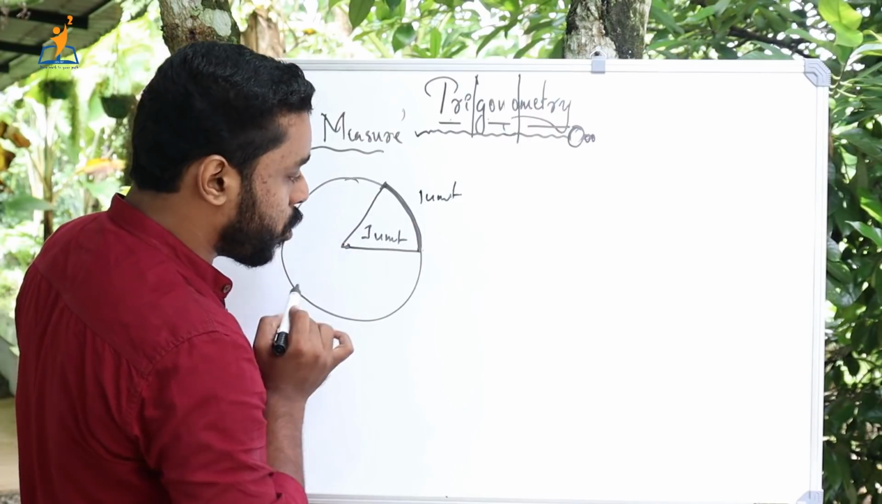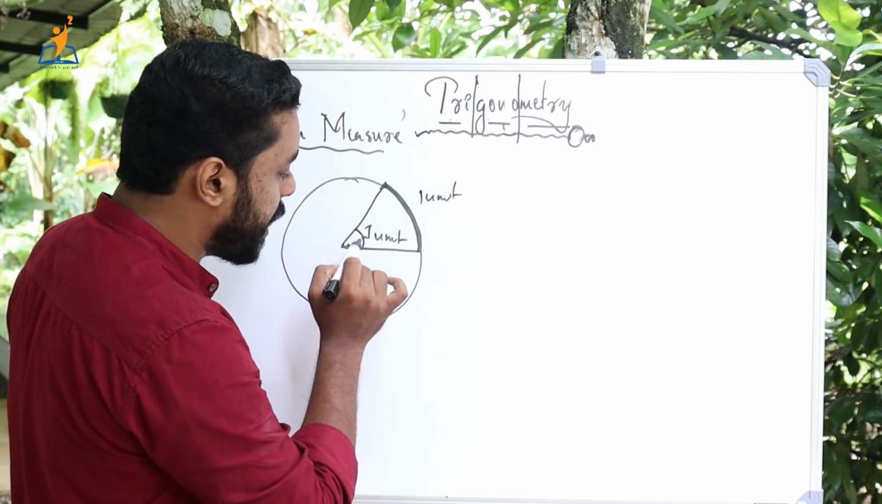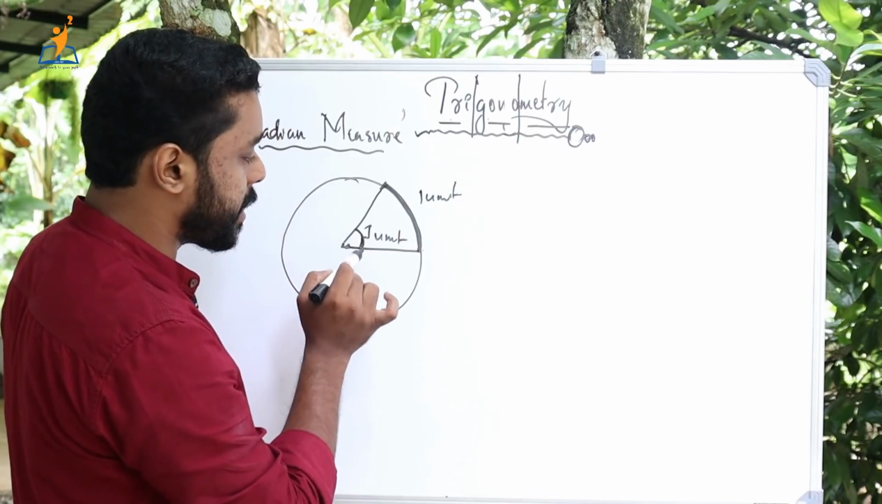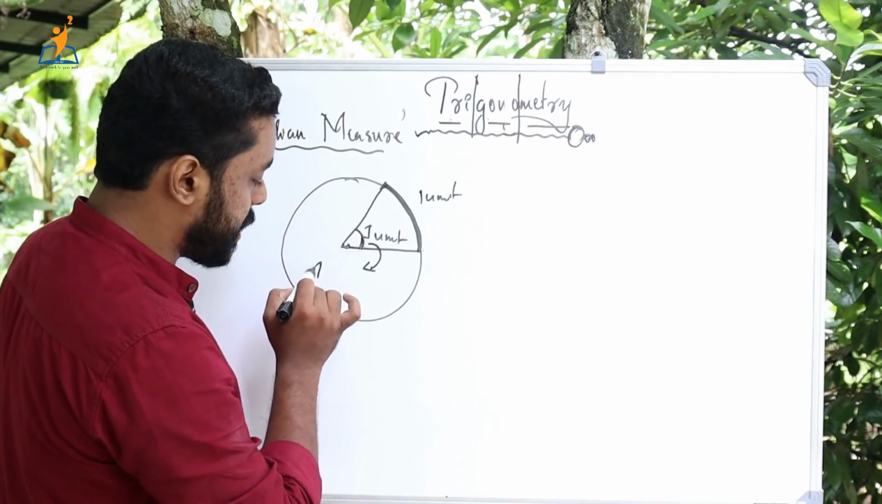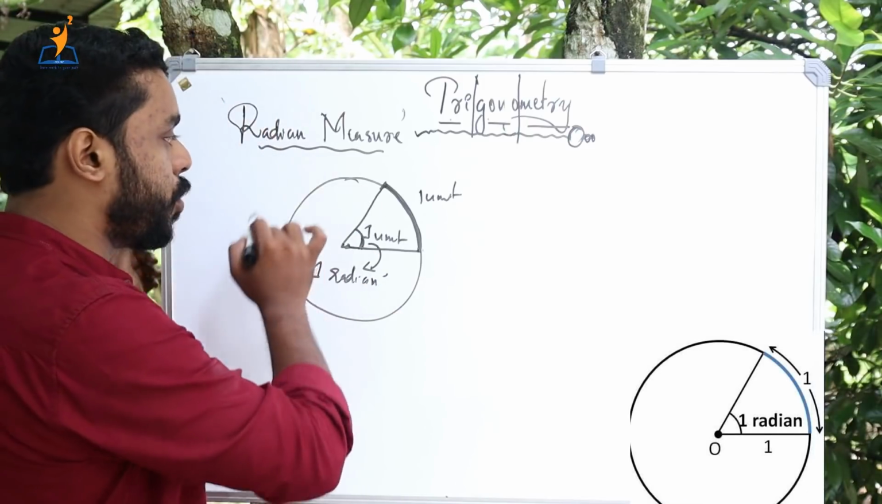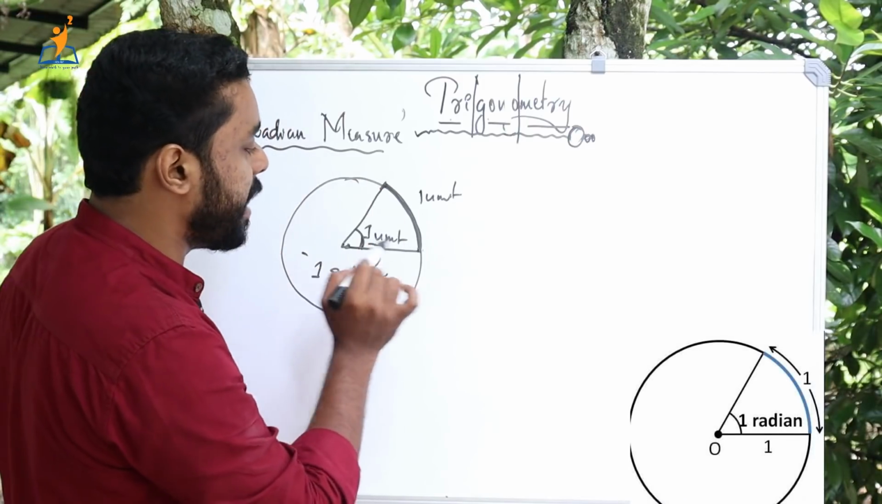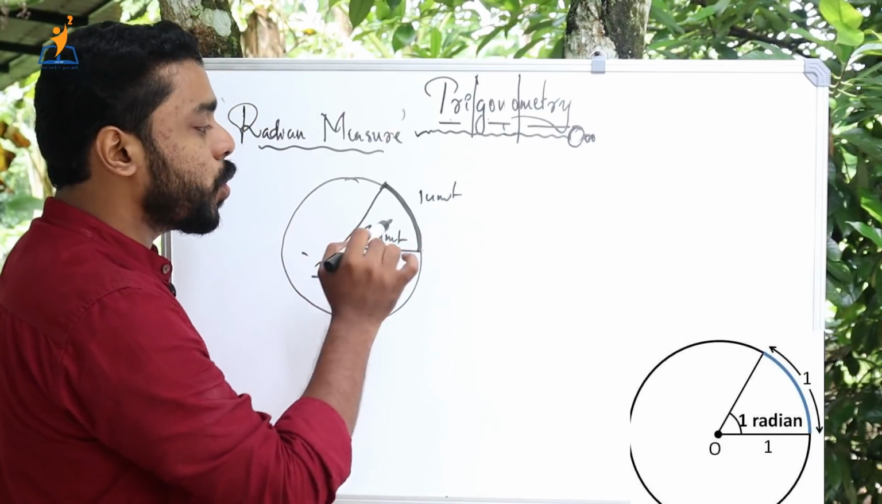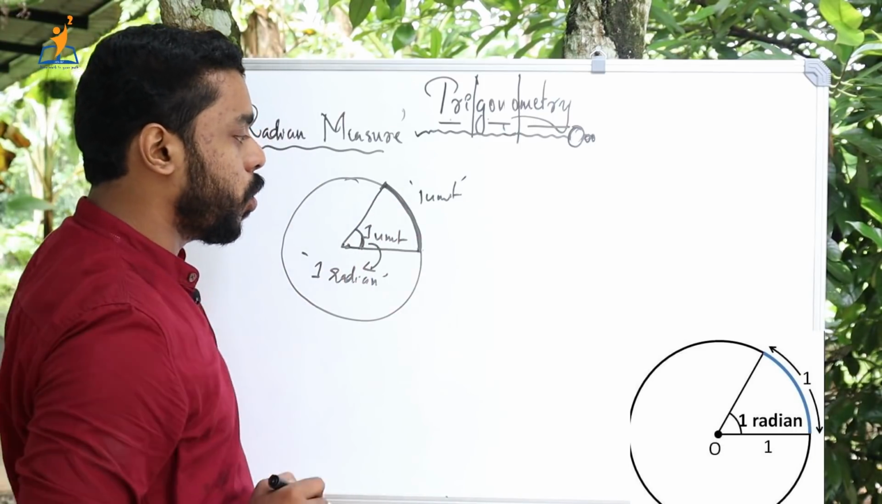The arc of length 1 unit makes an angle at the center, right? So this angle is named 1 radian. So what are the requirements we have? We need a unit circle, which means the radius must be equal to 1 unit. Also, the arc length must be equal to 1 unit.